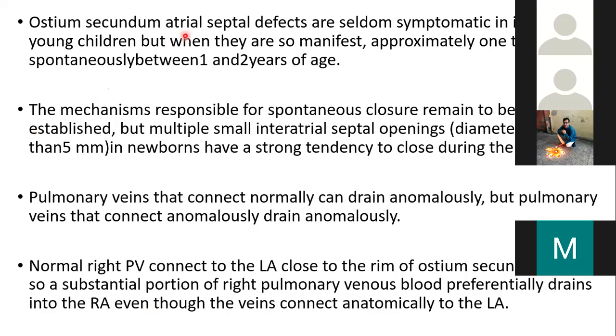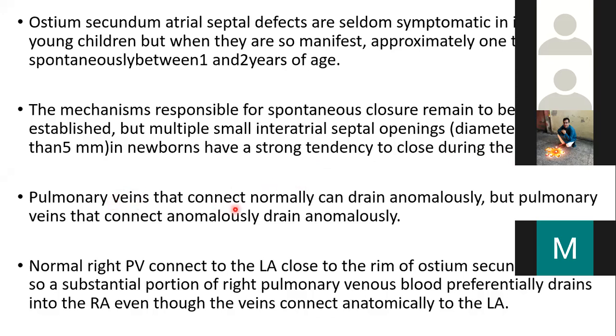The ostium secundum type of ASDs are seldom symptomatic in infants and young children, but sometimes they may manifest as CHF, even in infants. But these types of ASDs usually close spontaneously between 1 to 2 years of age. The exact mechanism for this spontaneous closure is not known, but it has been seen that multiple ASDs of less than 5 mm usually have a strong tendency to close within the first year of life.